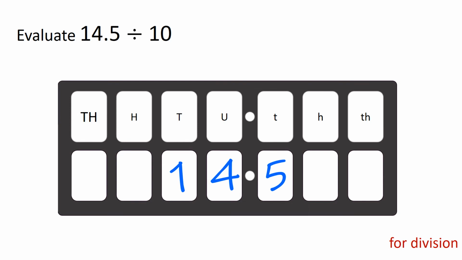14.5 divided by 10, slide that down 1 place on the TechnoChat, or slide it to the right on our whiteboards as we're looking at them. The answer would be 1.45.